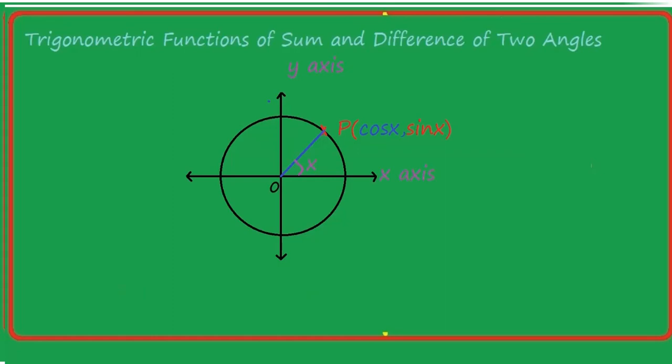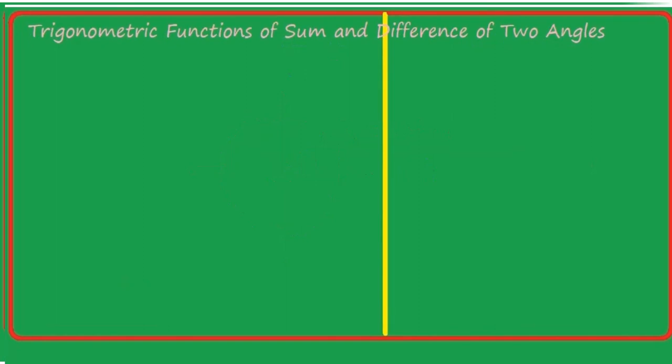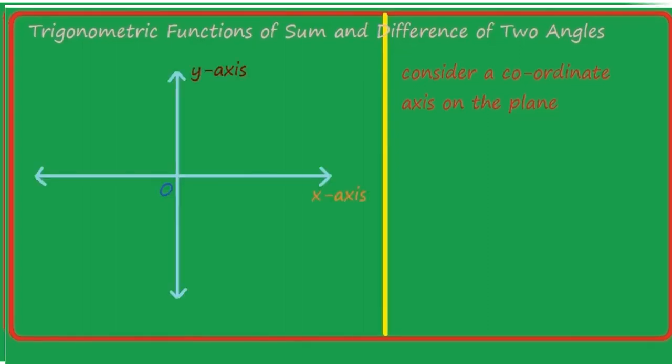Now let us start with the derivation. For this, you have to start like this. Consider a coordinate axis on the plane. You know the coordinate axes, x-axis and y-axis, and they meet at a point that is called the origin. Now consider the unit circle with center at origin. Unit circle means the circle with radius 1 unit, and this is the circle with radius 1 unit.